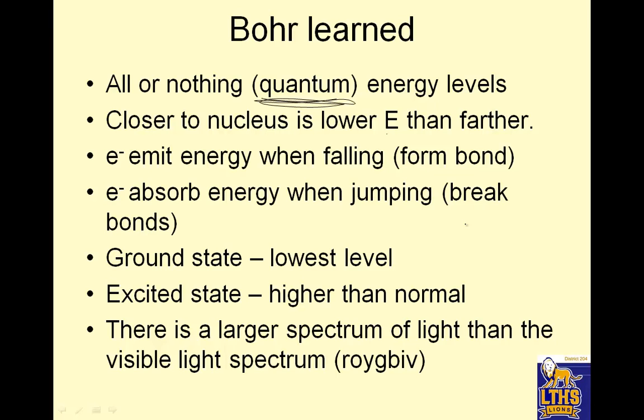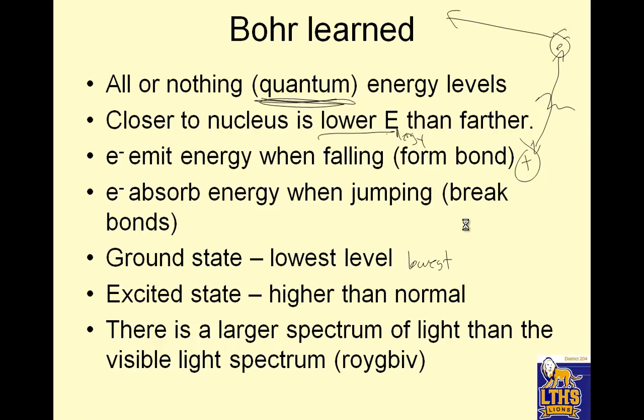Closer to the nucleus is lower energy than farther. So if you're close to the nucleus, you're lower energy than farther away. Electrons emit energy when they're falling because they're forming a bond. So here's my nucleus, here's my electron, nucleus is positive. I'm forming a bond because positives love negatives and negatives love positives. Electrons absorb energy when jumping. So if I'm going to try and take it and rip it away, I have to break that bond. That's why it absorbs energy. The ground state is the lowest level, meaning the lowest energy. Excited state is higher than normal energy.